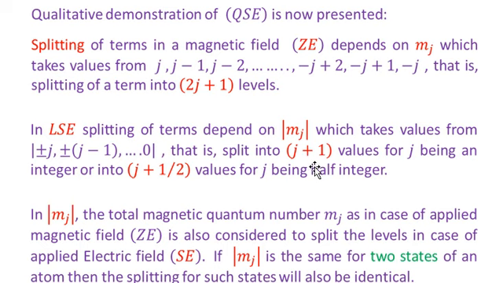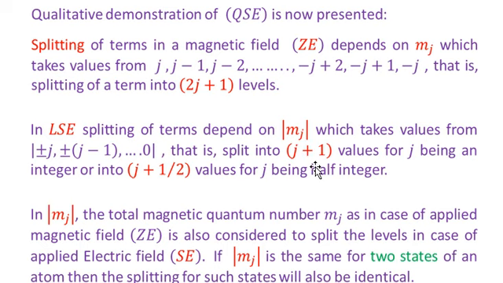That is, it will split into j plus 1 values for j being an integer, or into j plus half values for j being a half integer. So this is the case of the Stark effect, also applicable to the quadratic Stark effect: in the quadratic Stark effect, the splitting of the levels will depend upon the mod of mj levels. The mj levels may be considered here as the magnetic quantum number, the same quantum number we used in the Zeeman effect, or you may label it as the electric quantum number mj.